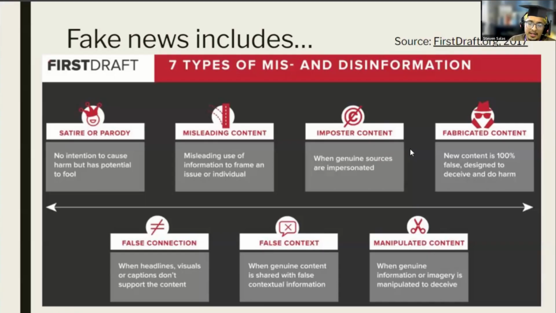False connection. This is when headlines, visuals, or captions don't support the content. A lot of times, I think, the museum in DC had a section where they showed how an image can tell a story, but if you crop it in a specific way, or put a filter on it a specific way, it can tell a completely different story. The biggest one was, I believe, OJ Simpson's mugshot. Originally, it just looked like a regular mugshot, but certain news stations and a magazine posted it with a darker filter to make it look more menacing.